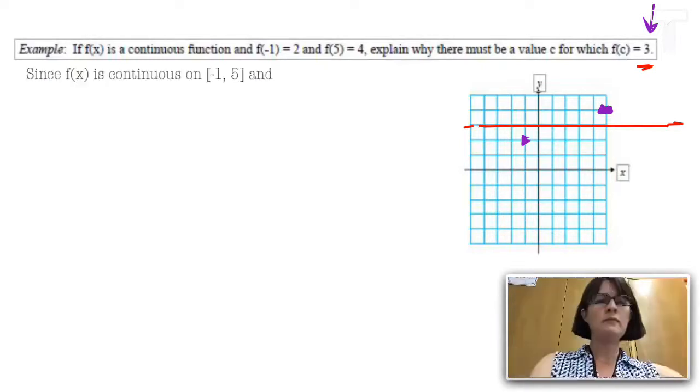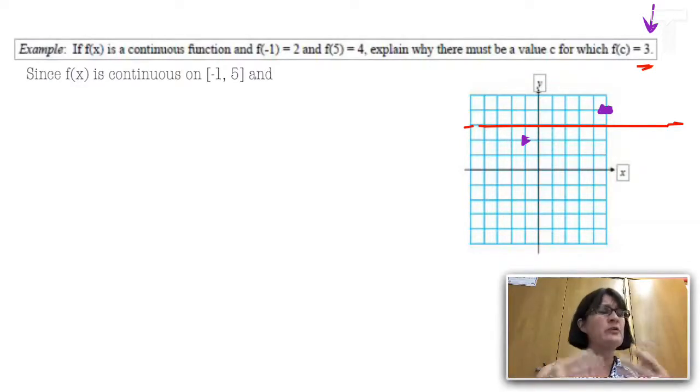So watch this. It's going to be our job to explain a little bit at a time why I know that my function, if I draw it in purple, is going to have to cross the red horizontal line. So we know it's true. This only works because I've been told the function is continuous on an interval. The interval I care about is from a to b. In this case, that's the two x values. It's always the two x values. In this case, -1 and 5.